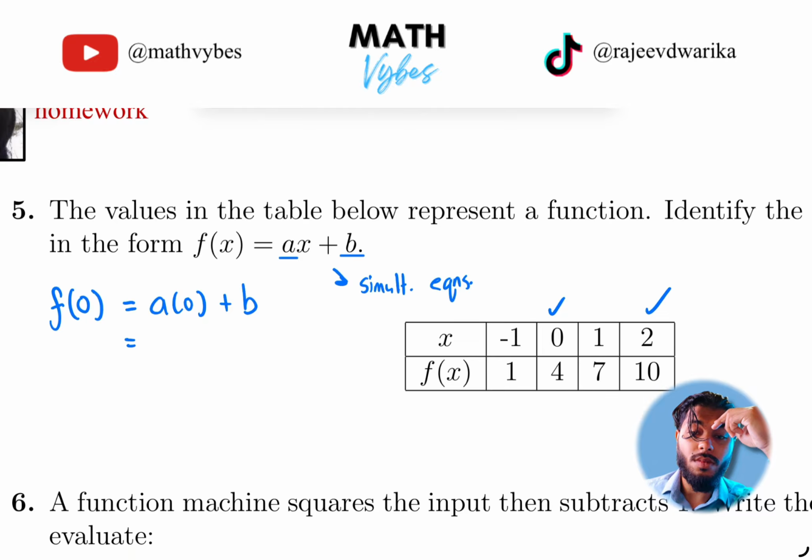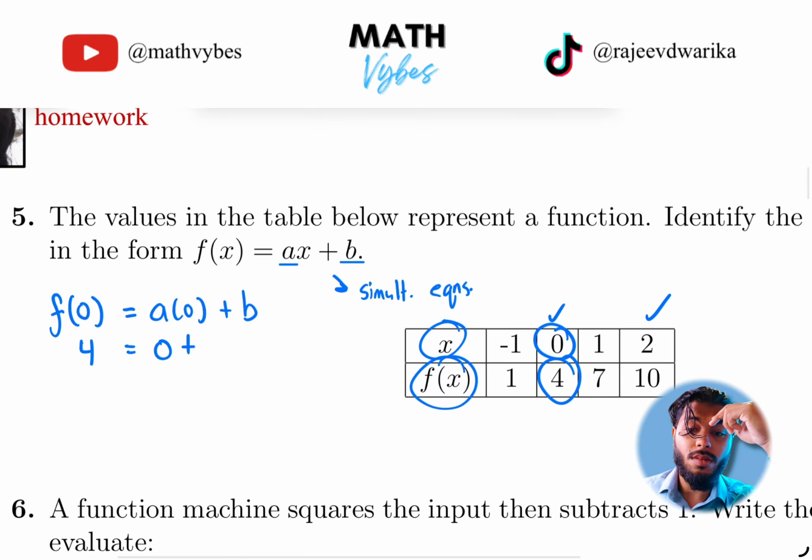And we know that when you plug 0 into the function, you're supposed to get 4. So I'm going to write 4 over here, and that is supposed to be equal to A by 0, which is 0, plus B. What is 0 plus B? Well, 0 plus B is B. Wow. So just like that, we were able to figure out B.